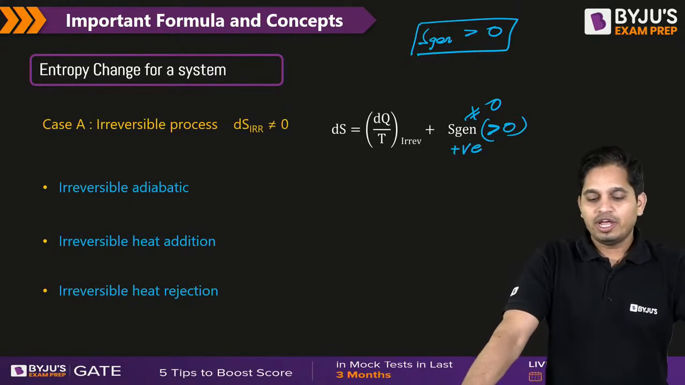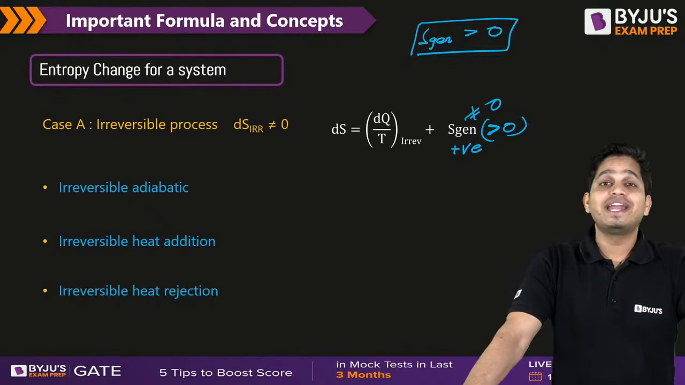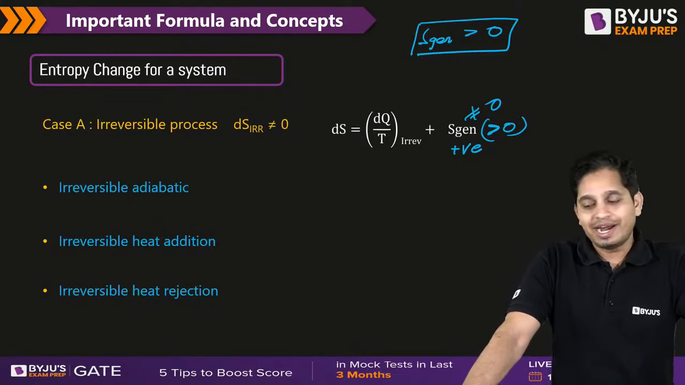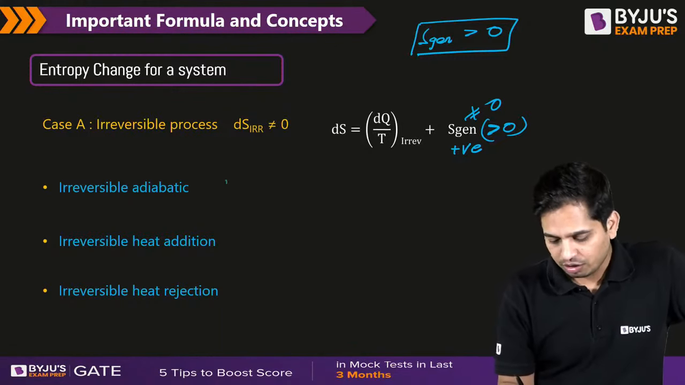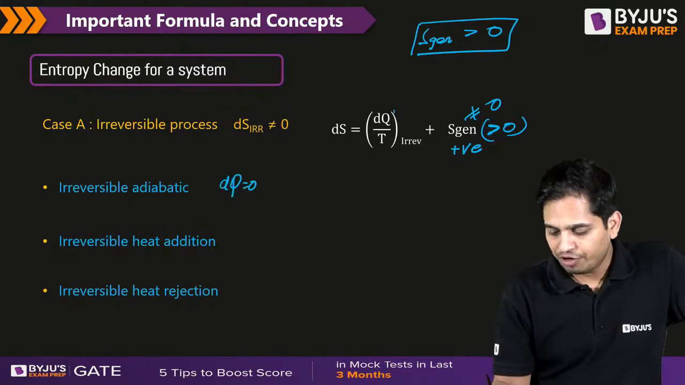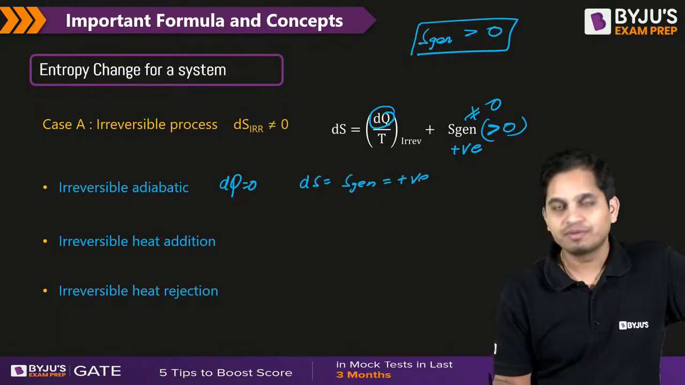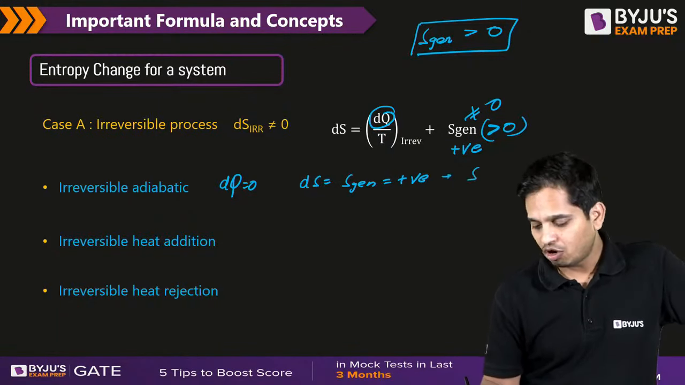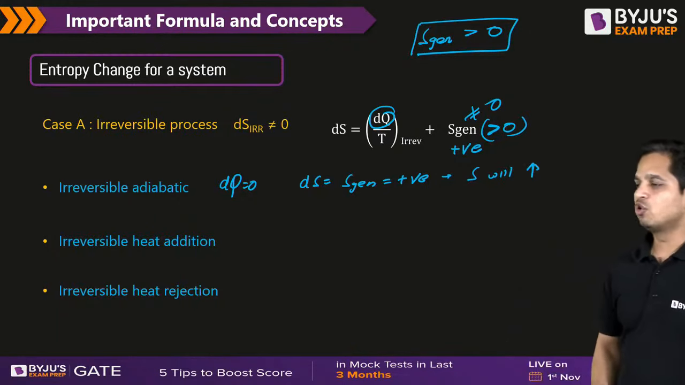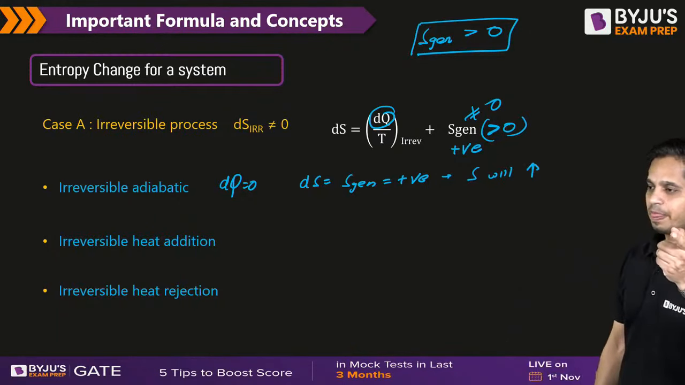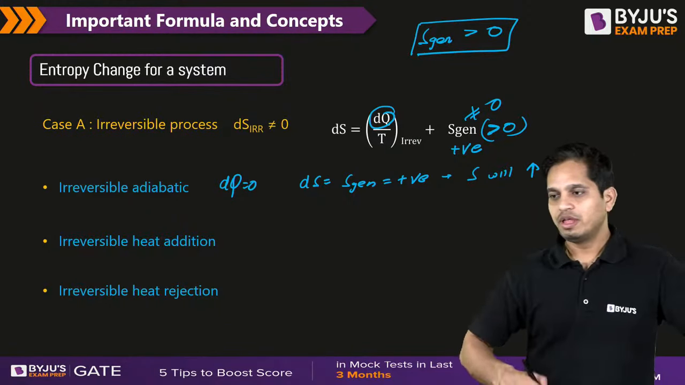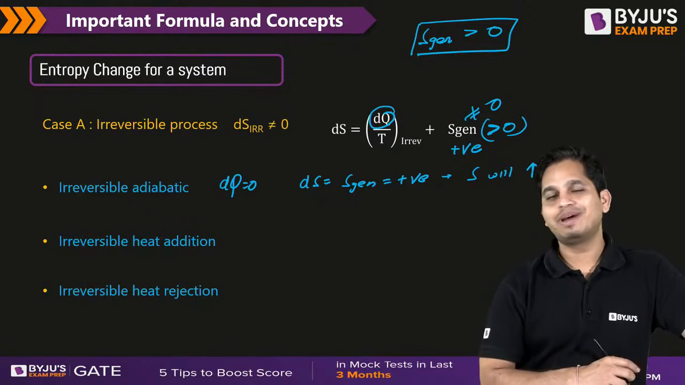Okay. Now I am saying irreversible adiabatic. Adiabatic means dq is 0. So if dq is 0, ds will be equal to entropy generation, which is positive. That means entropy will increase. Entropy is going to increase. Okay.